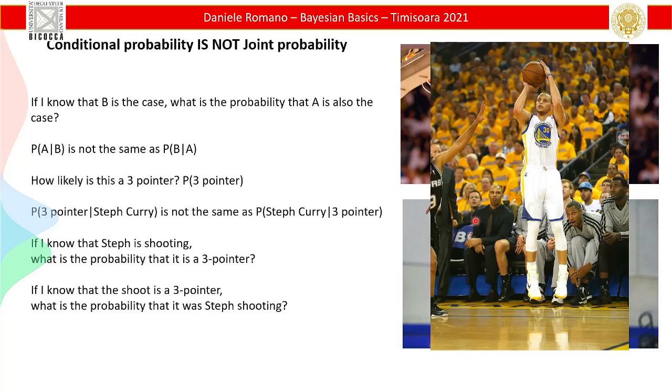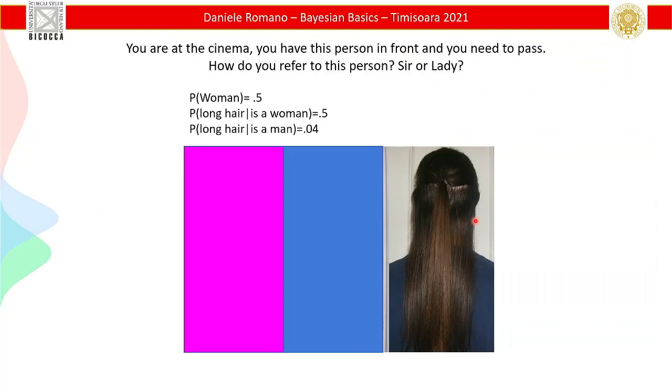And we can see it maybe in a different example, and also plugging in the numbers. So we have this situation. You are at the cinema, you have this person in front, and you need to pass for some reason, and you need to know how to refer to this person, as a sir or as a lady. Of course, you can say just excuse me, but let's keep this alternative solution. So from this viewpoint, without seeing anything, the probability is that it could be a male or a female, half and half. But the probability of having long hair, given that it's a woman, is 0.5. The probability of having long hair, given that it's a man, is 0.04.